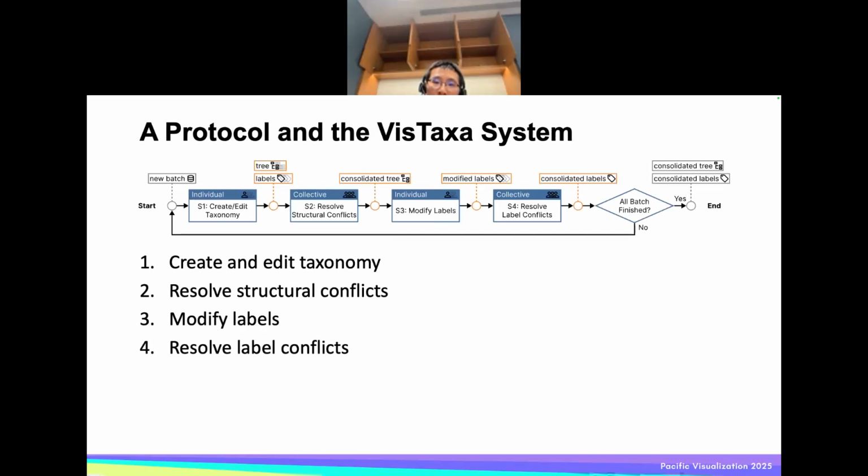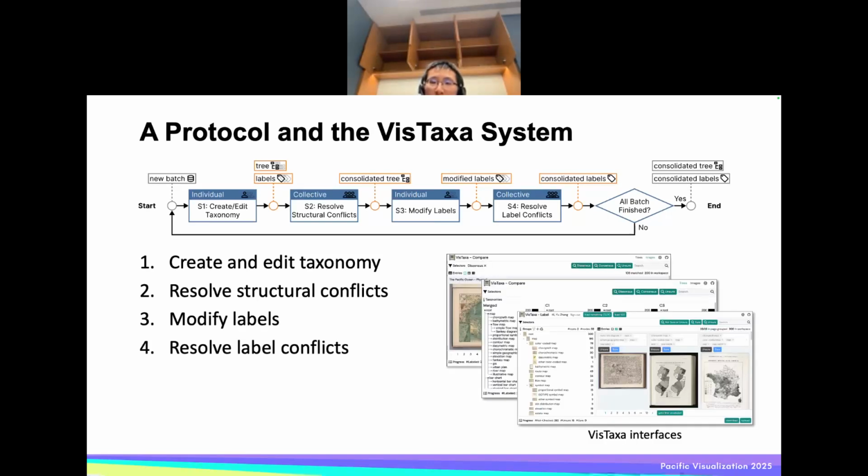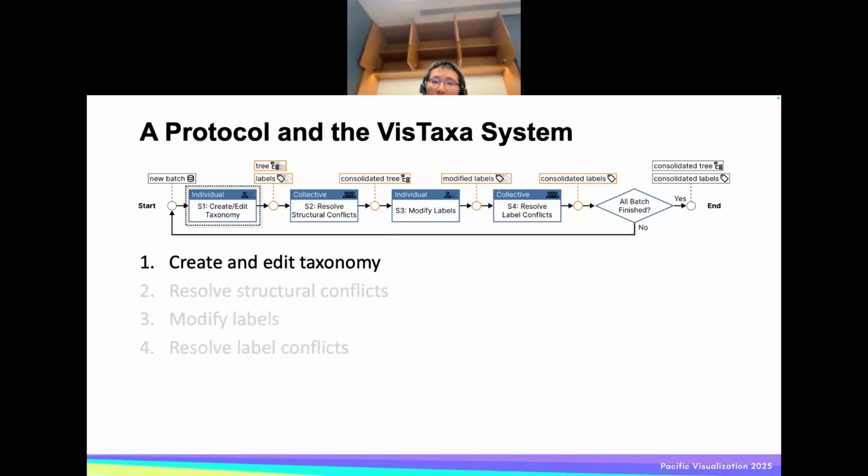We developed a 4-step protocol to operationalize the process for multiple coders to develop a taxonomy empirically using a corpus of images. And we also built a system named VizTaxa to support this protocol. The 4 steps are as follows. At the beginning, a batch of images is sampled from the corpus.